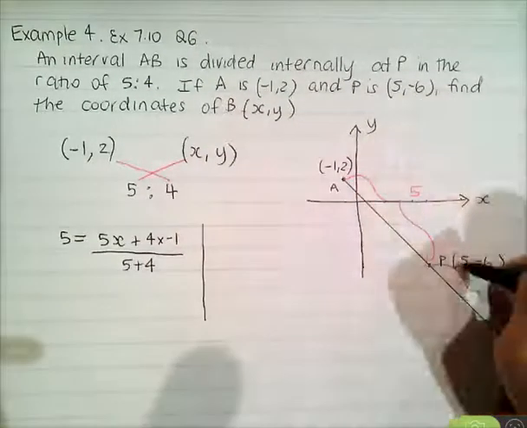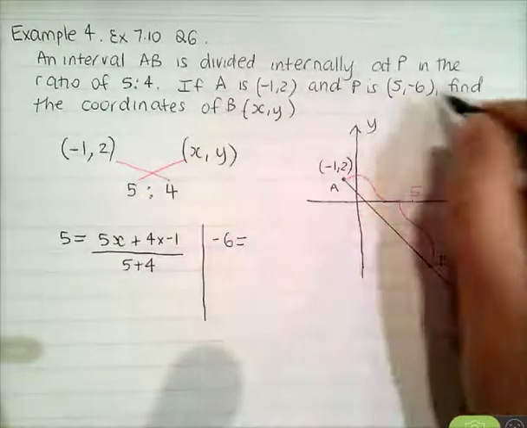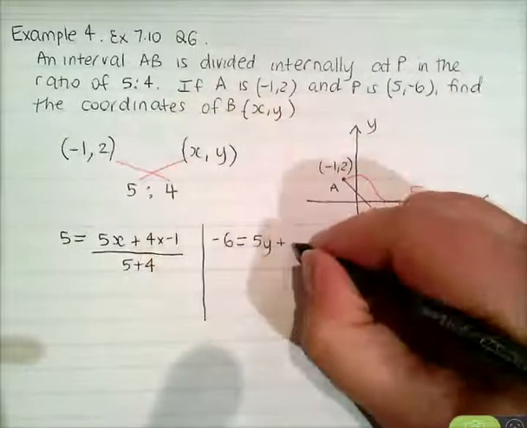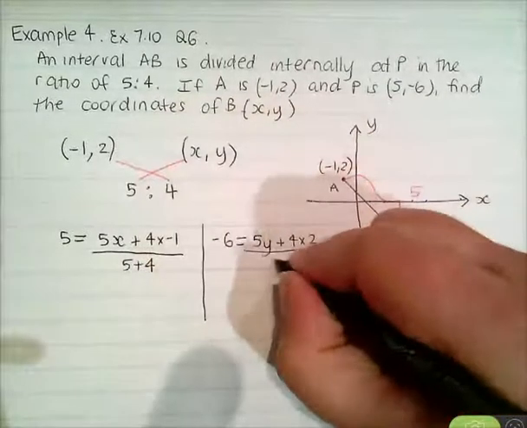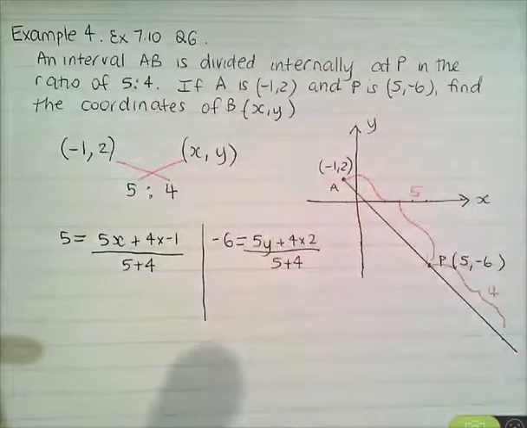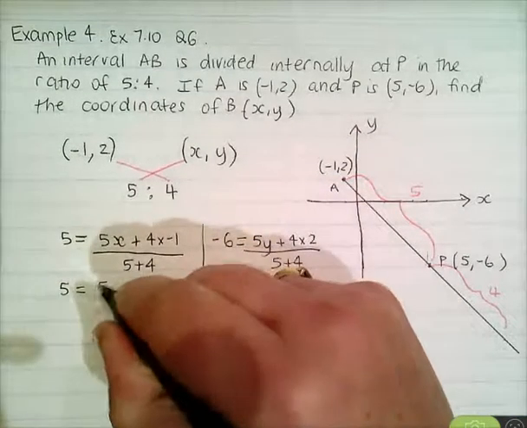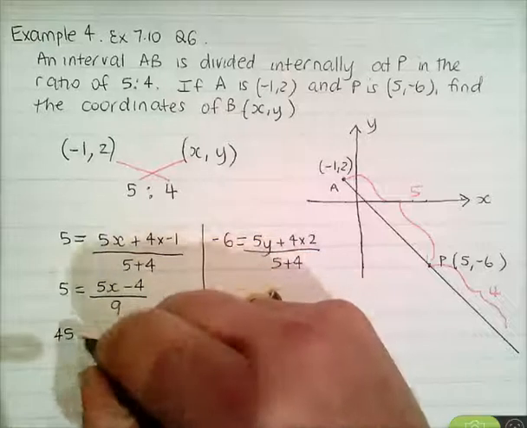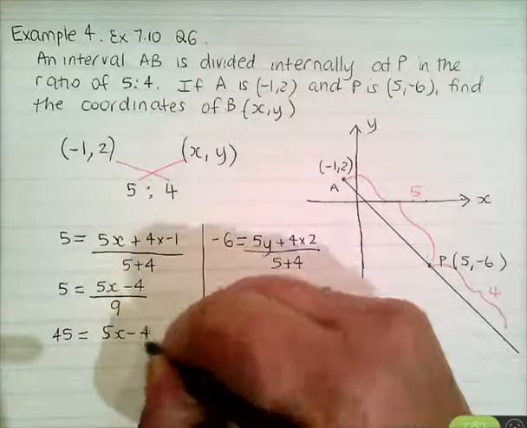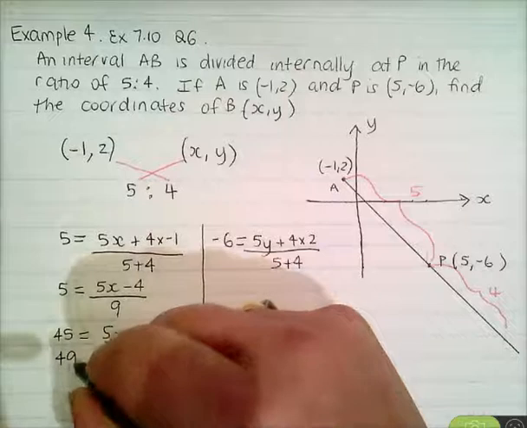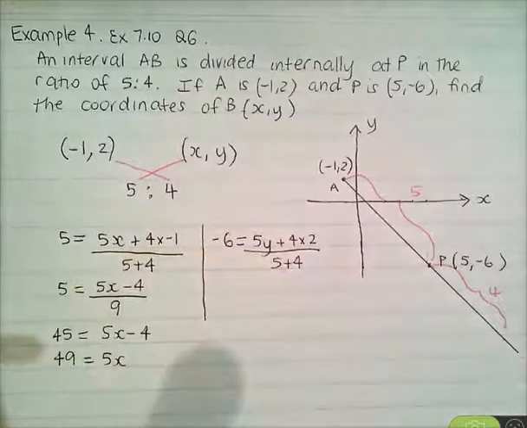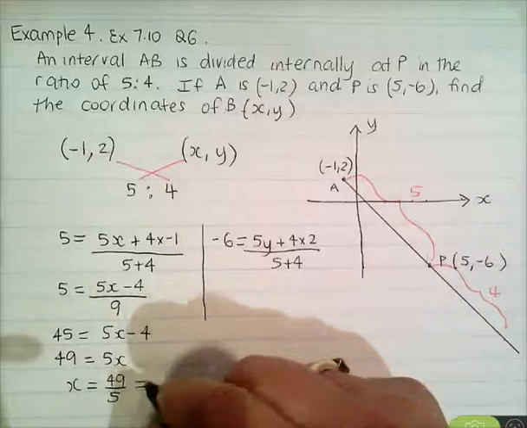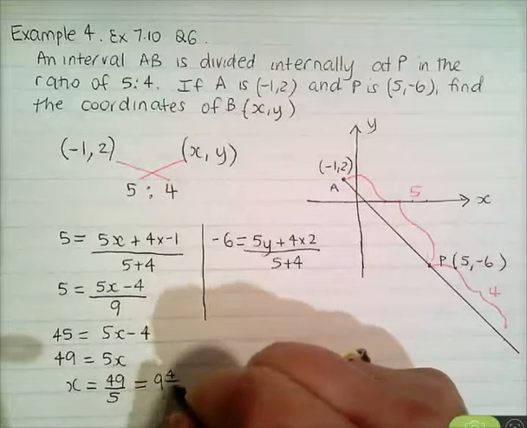Now this y value, this negative 6 value of point P, was formed by doing 5 times that y value plus 4 times that y value over, again, 5 plus 4. Now we can solve both these equations. So we've got 5 equals 5x minus 4 over 5 plus 4, which is 9. Solving that, we get 45 equals 5x minus 4, and adding 4 to the other side, 49 equals 5x, and therefore x is 49 over 5, which is almost 10. It's actually 9 and 4/5.